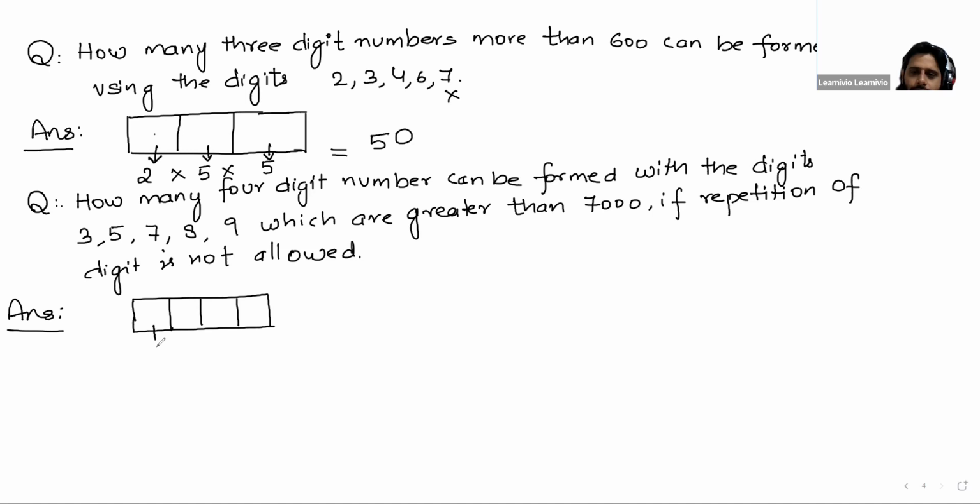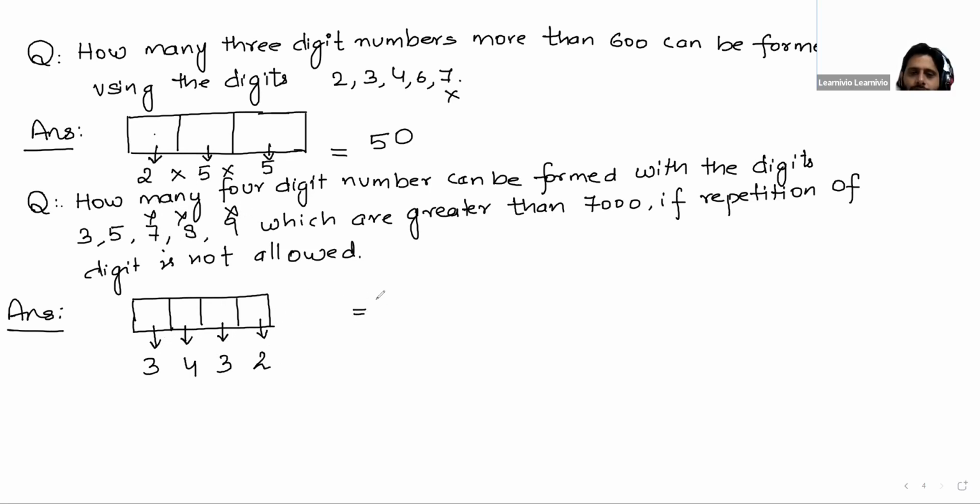Yusra, can you tell me in this first place, how many options do we have? 3. Very good. 7, 8, or 9. We need to select any of the numbers from these 3. Now, suppose we have selected the 9 and they're saying that repetition is not allowed. Then the next place has how many options? 4. Very good. Suppose we have chosen this. Next place has how many options? 3. Good. Suppose we are using this. Next one. 2. Okay.